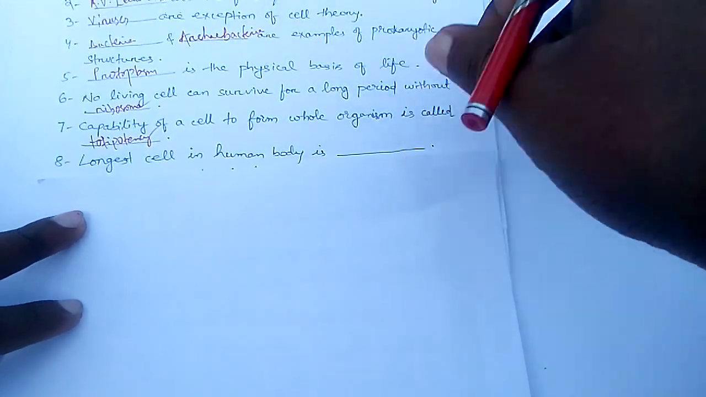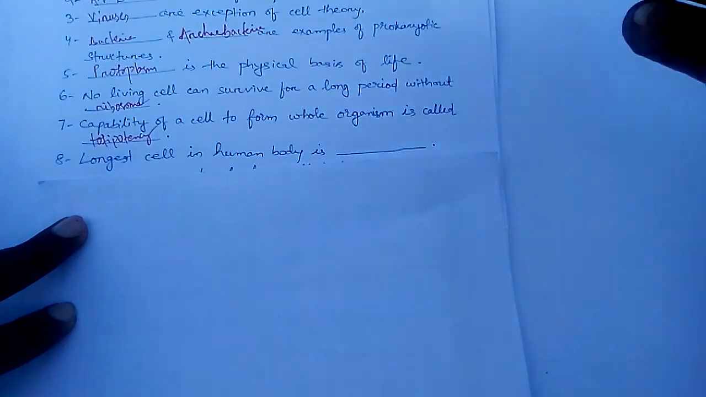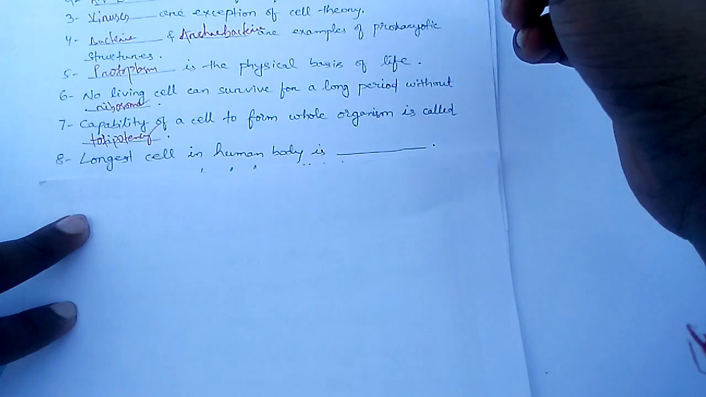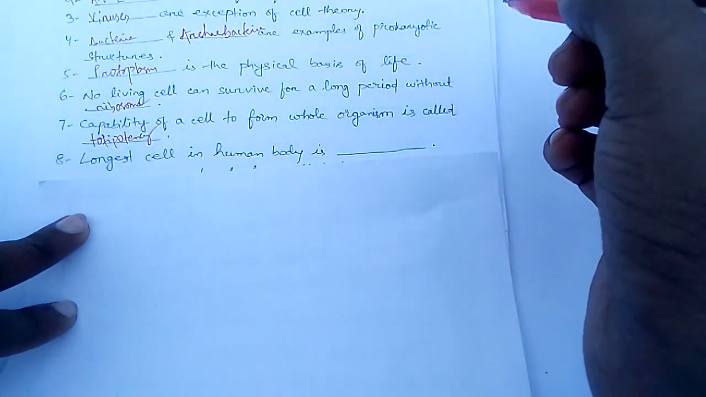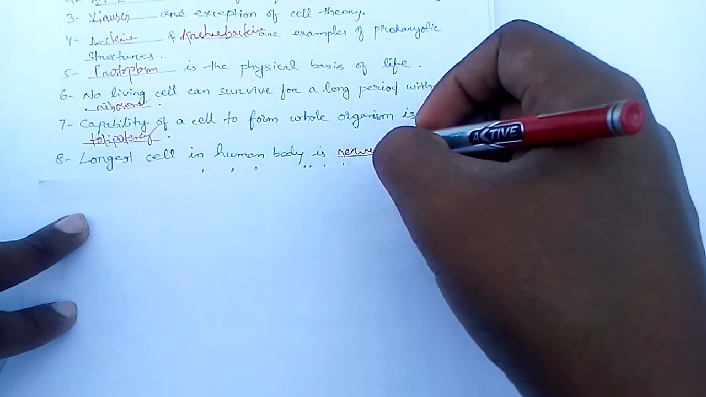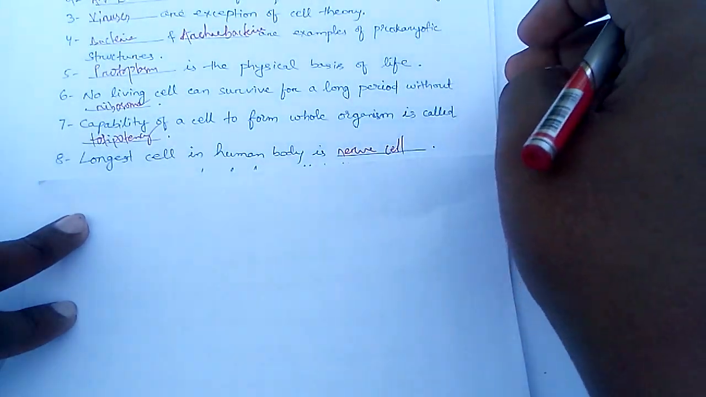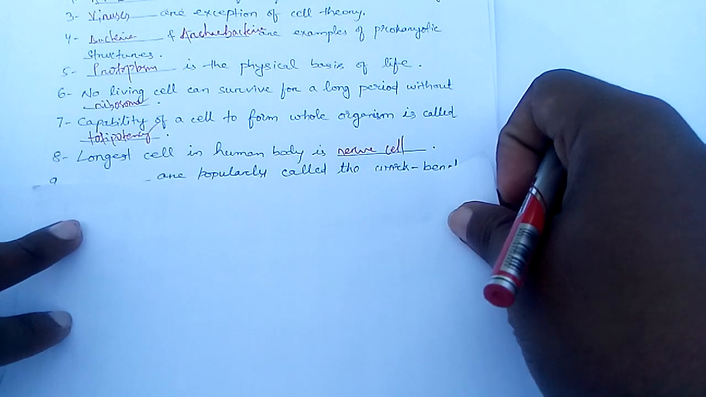Question number 8. The longest cell in the human body is dash. This question asks which is the longest cell of the human body. As we know, the nerve cell is the longest cell in the human body. The correct answer is nerve cell. A nerve cell consists of dendrites and an axon.